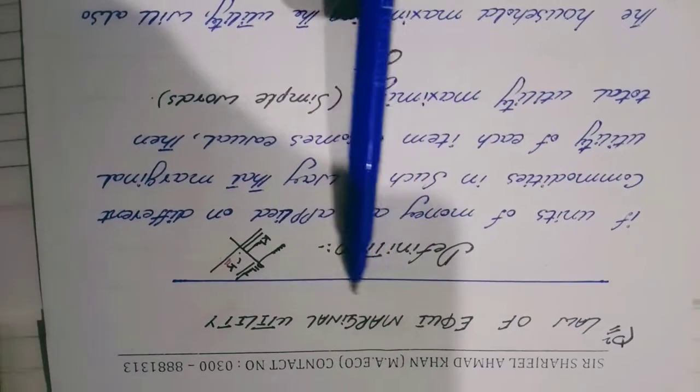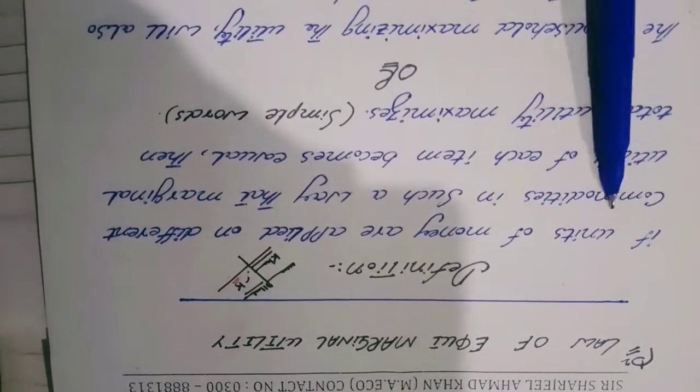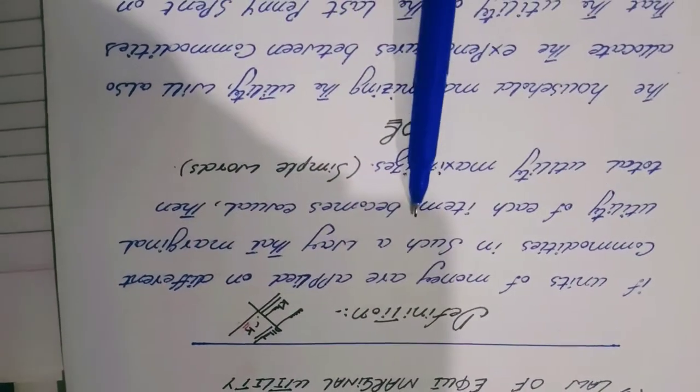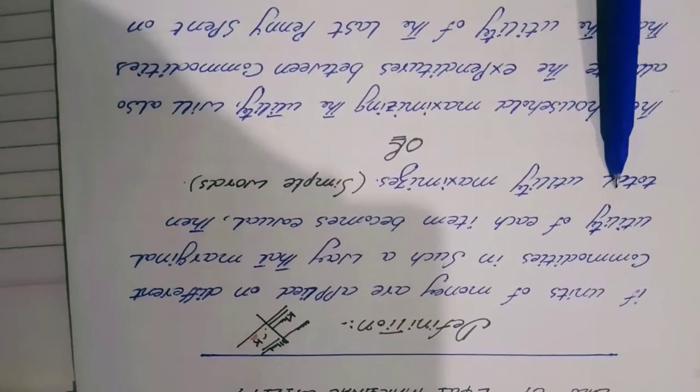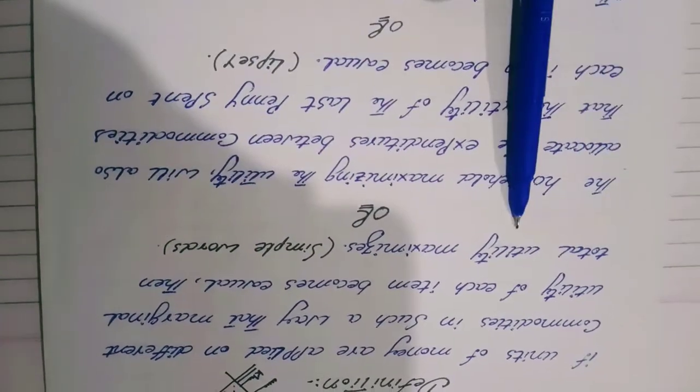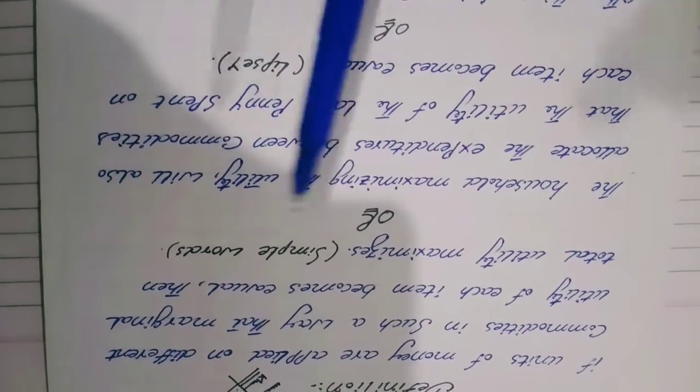Law of equi-marginal utilities. Definition: if units of money are applied on different commodities in such a way that the marginal utility of each item becomes equal, then total utility is maximum.